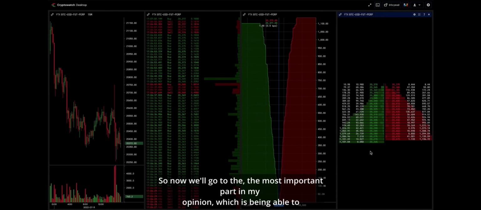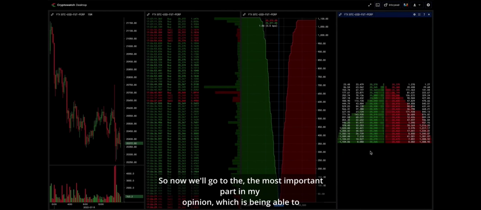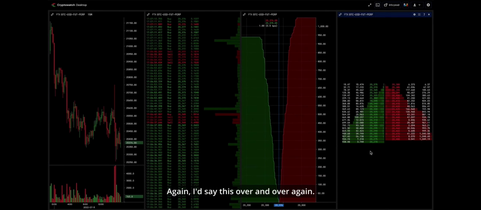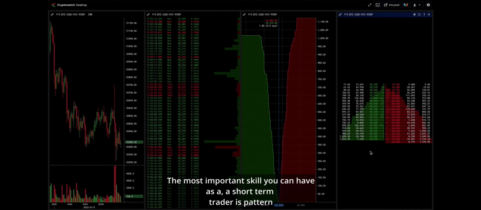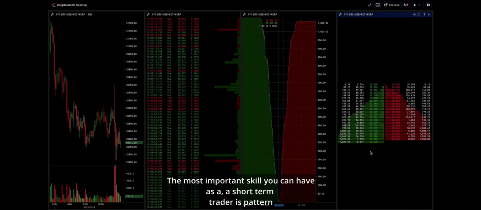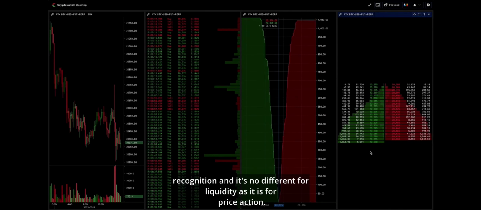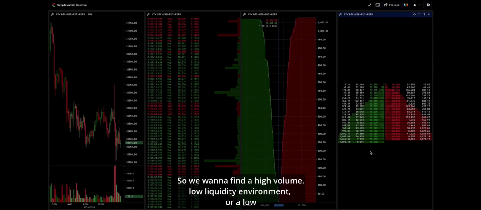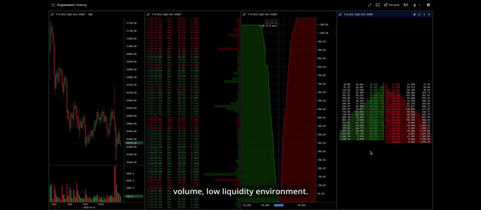So now I will go to the most important part, in my opinion, which is being able to spot liquidity on a chart with just your eyes. Again, I say this over and over again: the most important skill you can have as a short-term trader is pattern recognition. And it's no different for liquidity as it is for price action. So we want to find a high volume, low liquidity environment or a low volume, low liquidity environment.